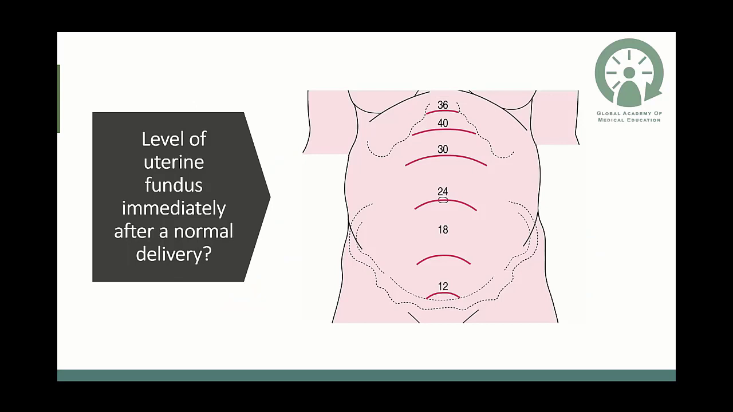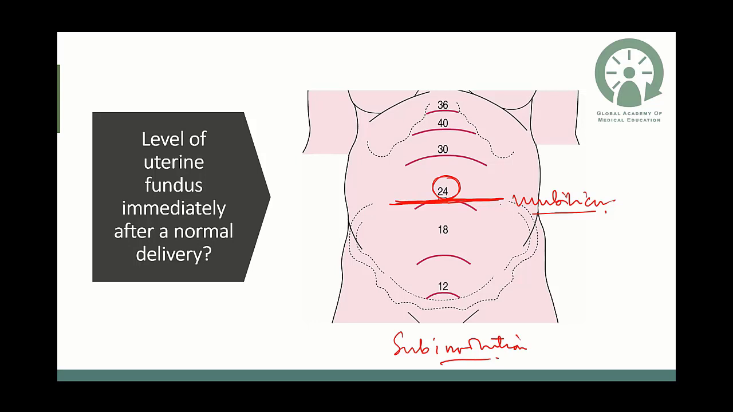Level of uterine fundus immediately after normal delivery. So we were talking about subinvolution when we were discussing lochia. So we need to know this so that we can understand if the uterus is involuting properly, if it is retracting properly, or there is incomplete retraction leading to bleeding or other problems. So immediately after delivery, this should correspond to the level of the umbilicus, which corresponds to a 24 week gestation uterus.